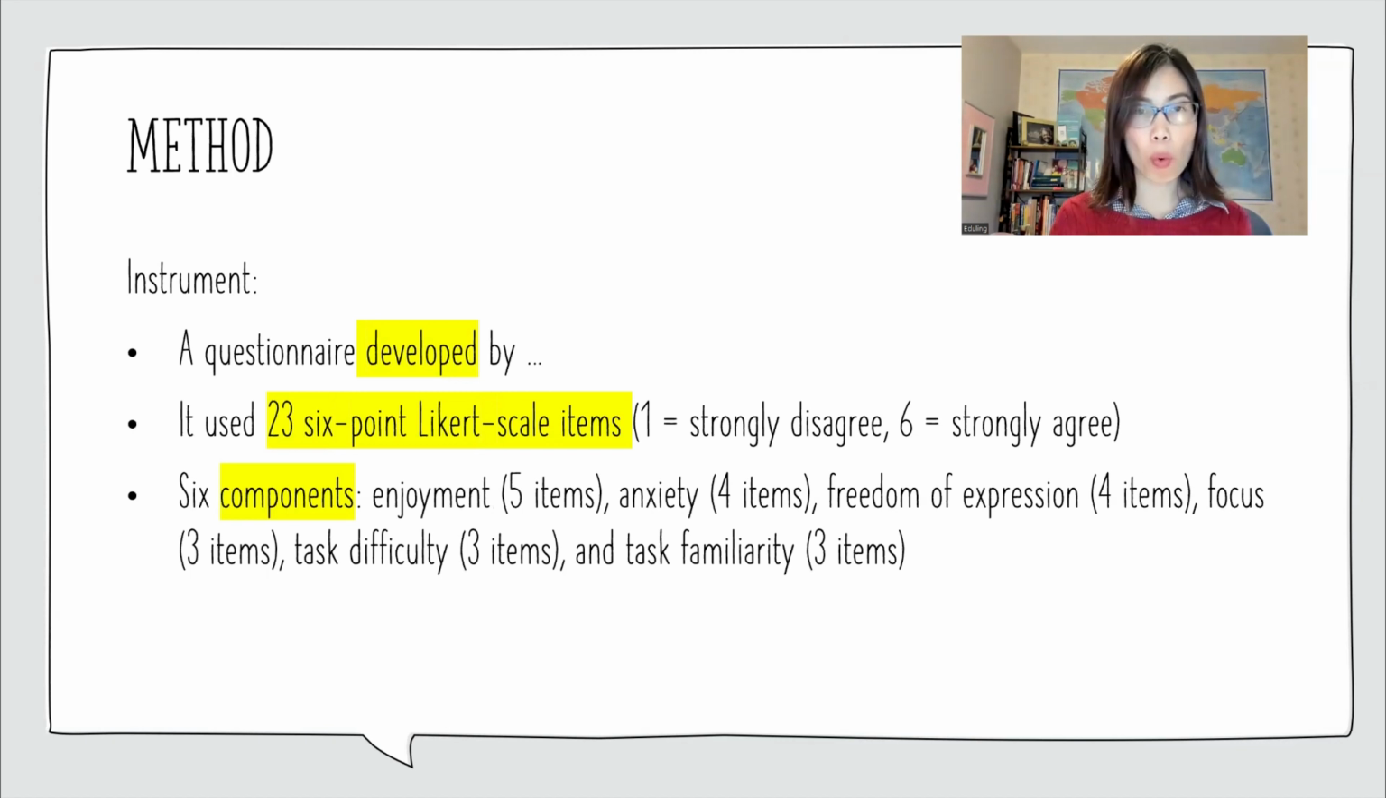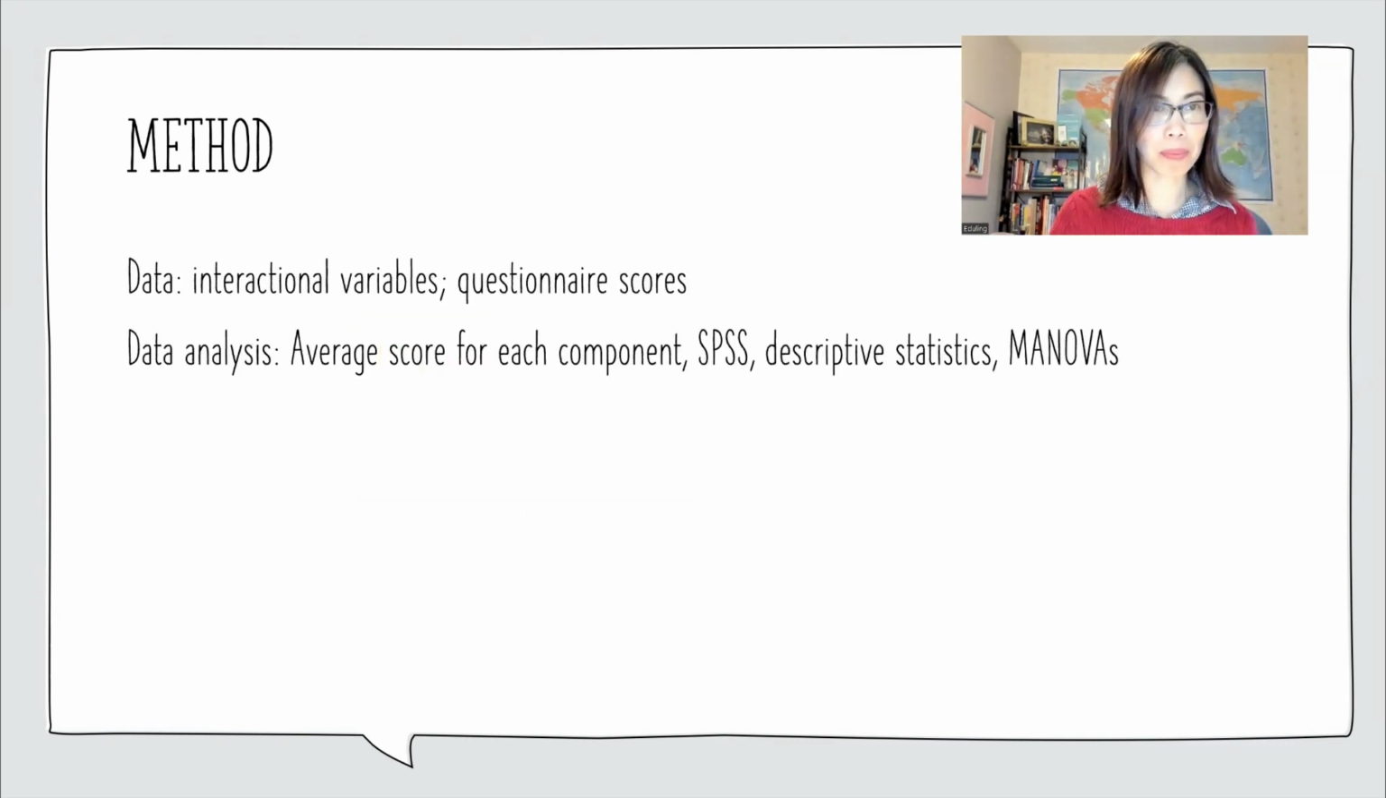And then I explain more about the questionnaire. The questionnaire has 6 components. It measured enjoyment with 5 items, anxiety with 4 items, freedom of expression with 4 items, and so on. So you should provide more detail about your instruments like this.